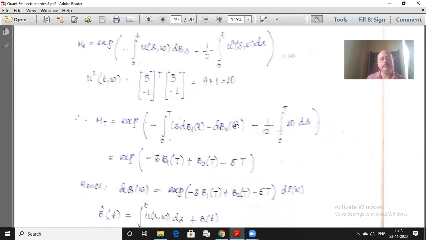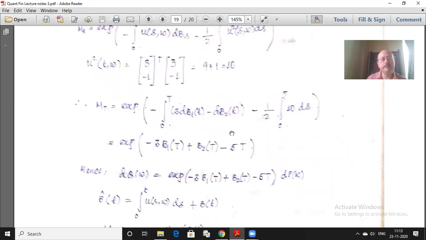And if I do the simplification here, I will get e to the power of minus 3 B1(T) plus B2(T), because this integral has nothing but constants, minus 5 times T, so 10 by 2. That's relatively straightforward because the coefficients have all been chosen to be constant. So this is my Mt. The Mt is explicitly computed, quite simple. So dQ will be Mt times dP.